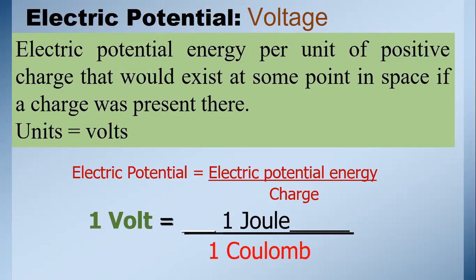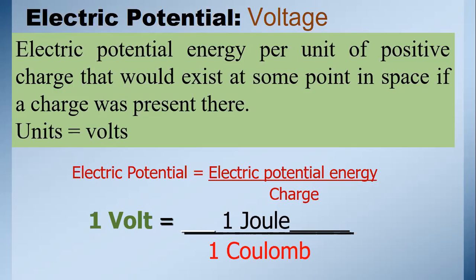So energy per unit of positive charge that exists at some point in space if a charge was present there. So it depends on the position. For example, on the earth, you can assume the ground is zero gravitational potential, and then as you go high in the sky, the gravitational potential energy increases, right? Very similar to that, in the electric potential condition, we consider far away in space to be zero potential, and as we bring a charge closer to the earth, we are increasing the potential energy.